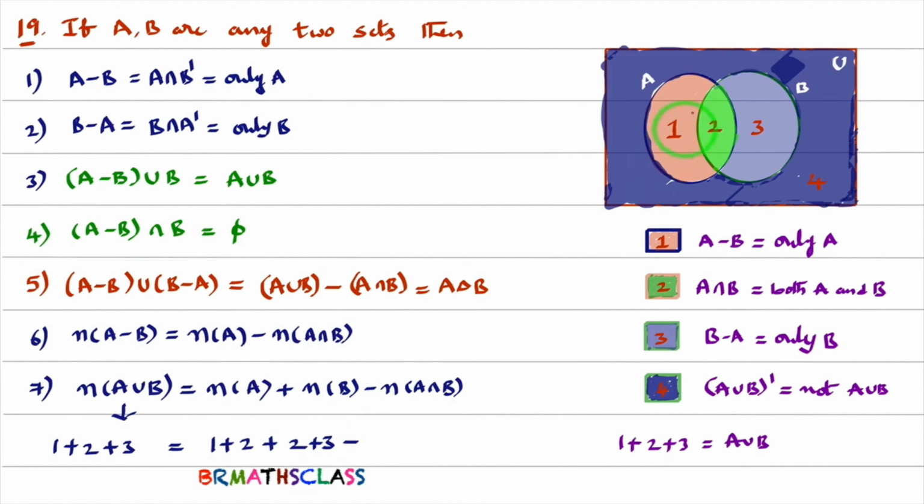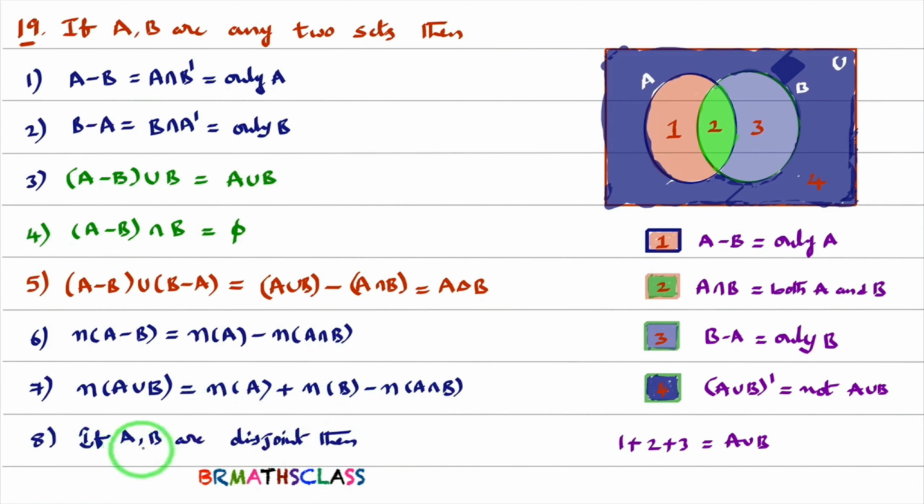Minus n of A intersection B. A intersection B means the second part. So if you add 2 and subtract 2, it will get cancelled. You observe the left hand side part is 1 plus 2 plus 3 and the right hand side part is also 1 plus 2 plus 3. So we can understand that n of A union B is nothing but n of A plus n of B minus n of A intersection B.